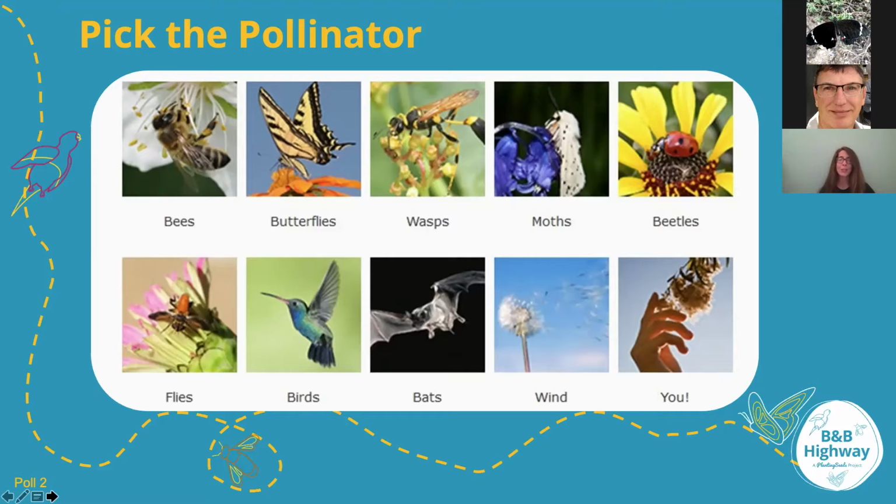And I know lots of different children have different ideas about the answer as to which one of these are pollinators. Well, if any of you said that all of them are pollinators, you are correct. Every single animal here or method, so looking at wind or you, are ways that plants have developed to spread their seed and their pollen, which is very important for their reproduction and ongoing health and success and survival.